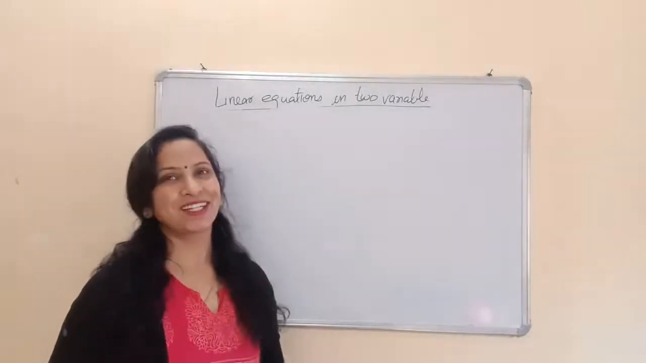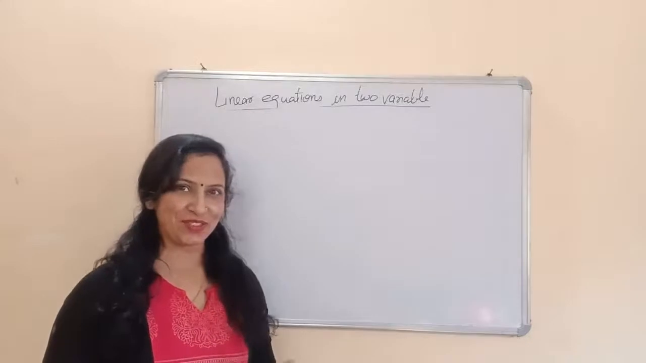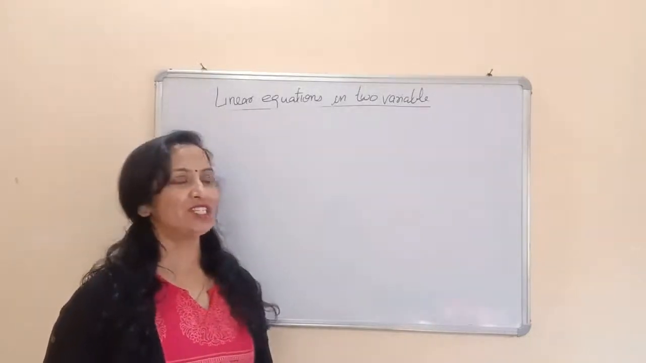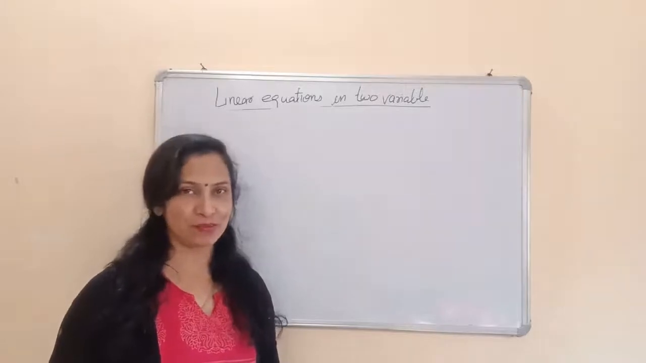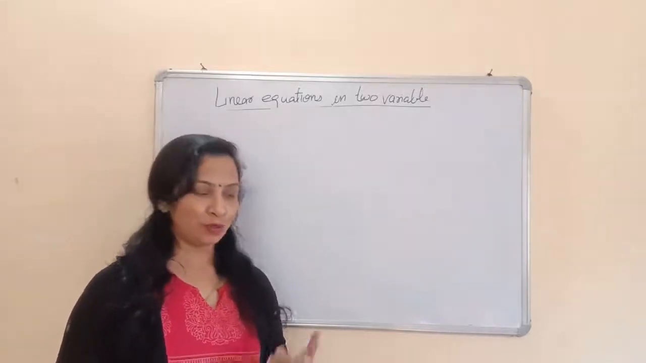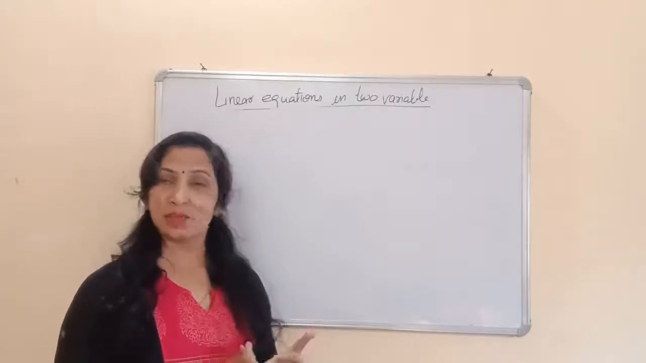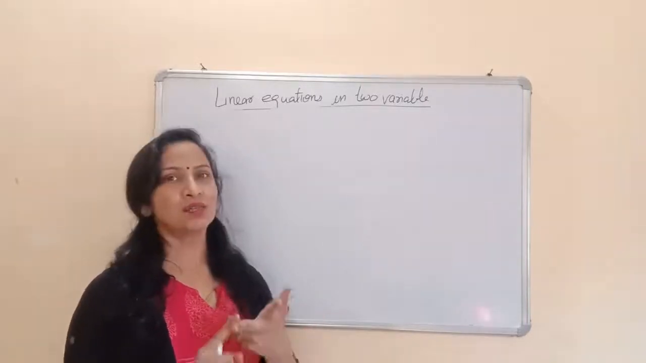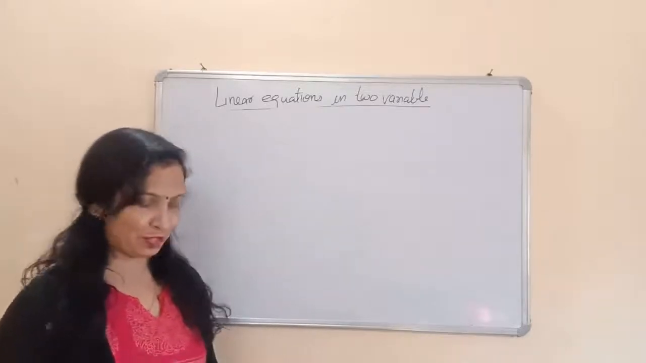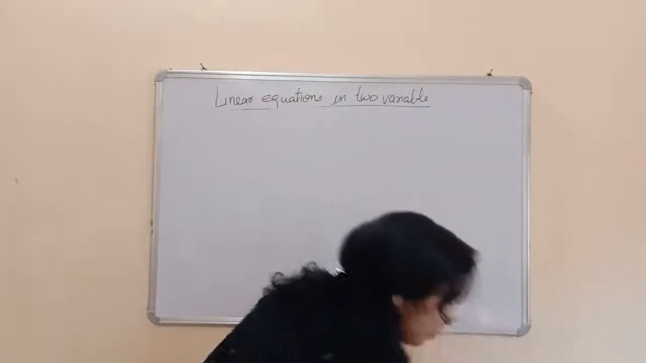Good morning, students. Let's start the next exercise of this chapter, linear equations in two variables, exercise 3.4, in which we will study how we can solve equations by using another method called the elimination method. We have learned about the graphical method and the substitution method. Now this is the easiest method to solve equations, called the elimination method. So I am going to explain this method.